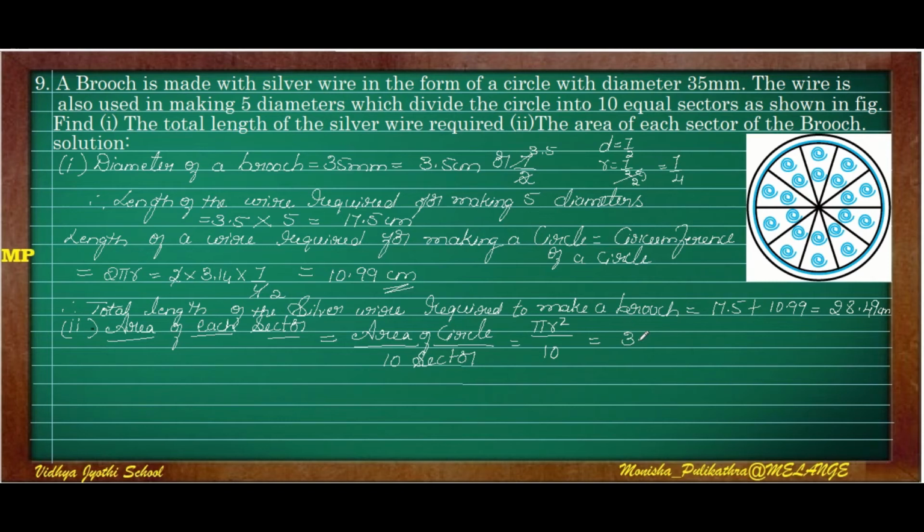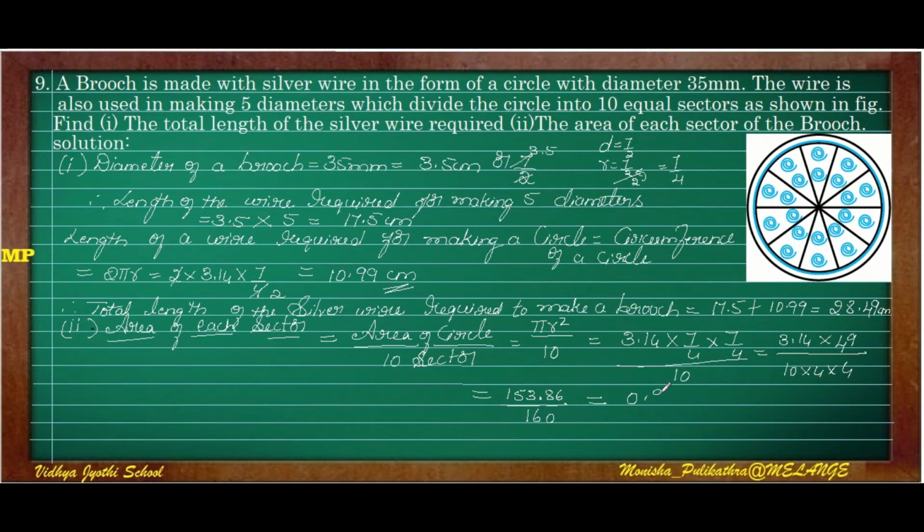So pi r square is 3.14 into radius, we know that it is 7/4, into 7/4, whole divided by 10. So 3.14 into 7 sevens are 49. So this denominator 4, I will take it in the denominator place. So it will become 10 into 4 into 4. So 3.14 into 49 will become 153.86, whole divided by 4 fours are 16 into 10 is 160.